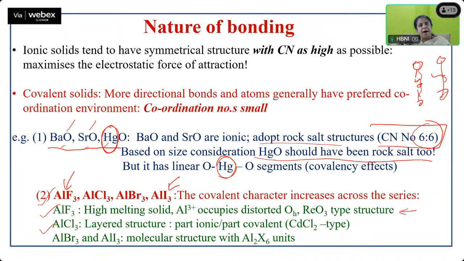AlCl3 is part ionic, part covalent. So it forms a layered structure, CdCl2 type. So within one layer, it is high coordination number. Then the second layer is empty, and the third layer again high coordination number. So part ionic, part covalent, and hence it forms a layered structure. When you move to these two, okay, it has a molecular structure.